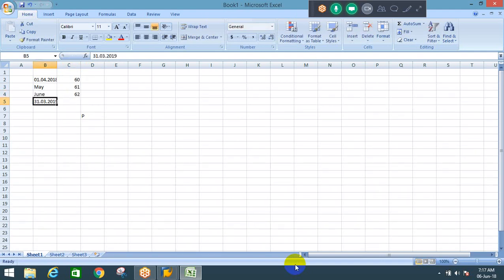62, it may get changed every month. Okay, so we are doing planning for the entire year, which rate is to be considered.